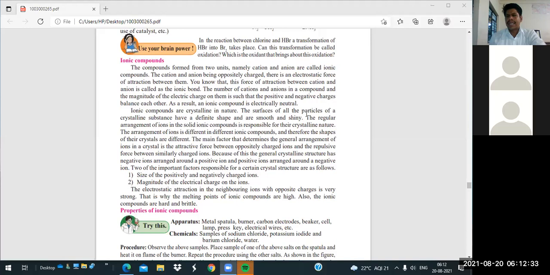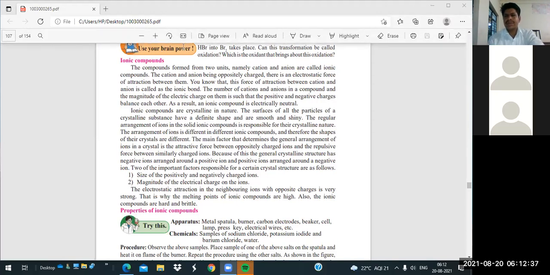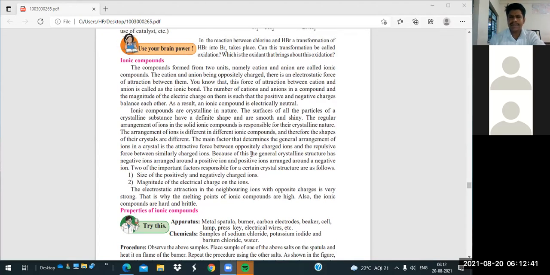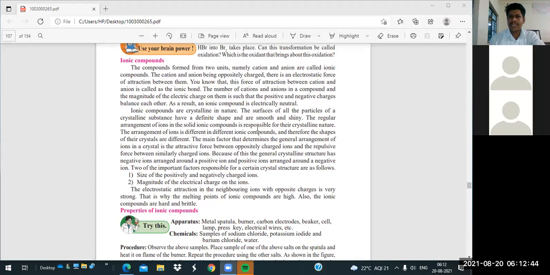Then the arrangement of ionic compounds is different. That means the arrangement of ionic bonds, the ions with positive and negative charge, is different for different substances. It is not the same for all. Its structure is different for different substances.